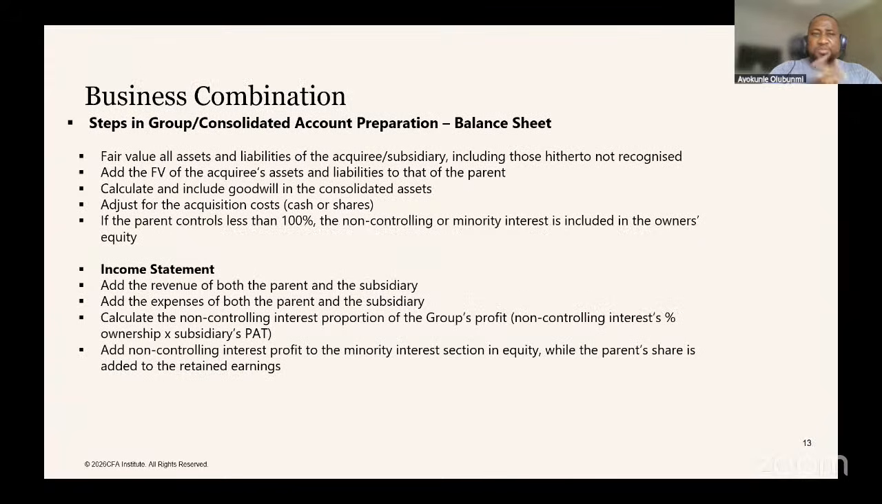Now, let's talk about business combination. This is where you have control over the investee company. And the standard says that once you have control, you need to prepare what we call group accounts. So group accounts are a consolidation of all the entities that you have control over. So you consolidate the balance sheet, you consolidate the income statement of all the entities that you have control over. So you prepare a balance sheet showing all the entities where you have control. Now, what are the steps to preparing consolidated accounts in terms of the balance sheets?